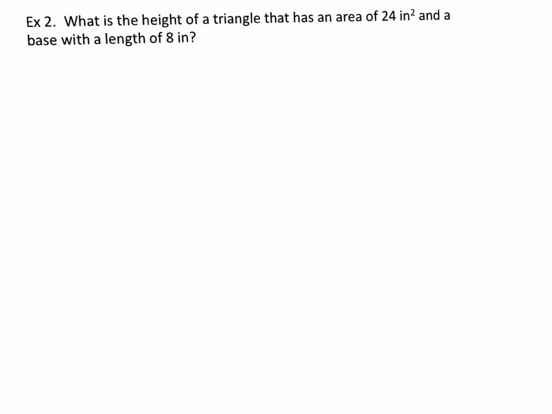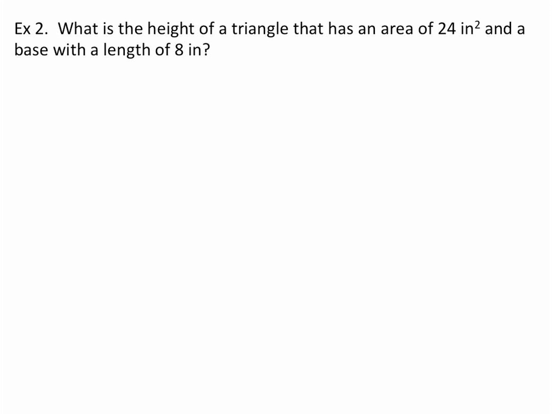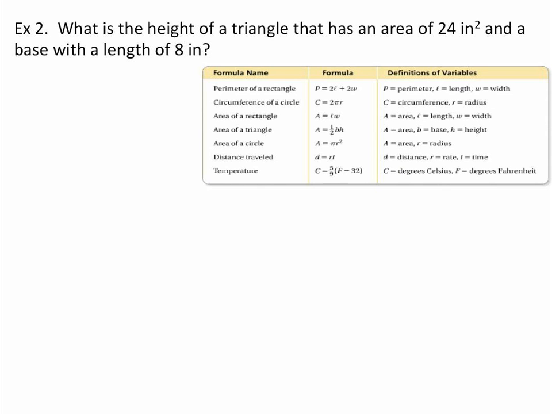Here's another one of those. The height of the triangle. Find the height of the triangle that has an area of 24, base length 8. So look at your formulas dealing with triangles. All right, there's your triangle formula that deals with area. Okay, so there it is. Area equals 1/2 the base times the height.